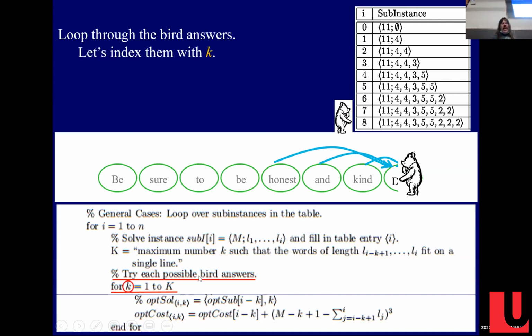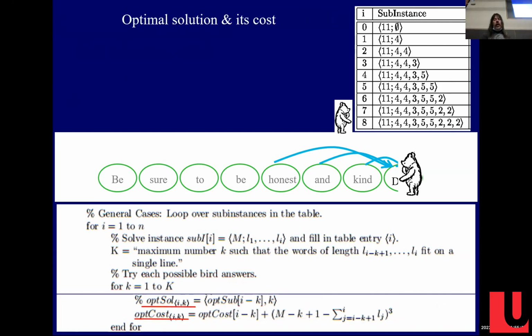All right, so that's K. I'm indexing them. Be clear which one you're trying. So again, let's channel that I'm Mr. I, and the bird's channeling a particular K, right?